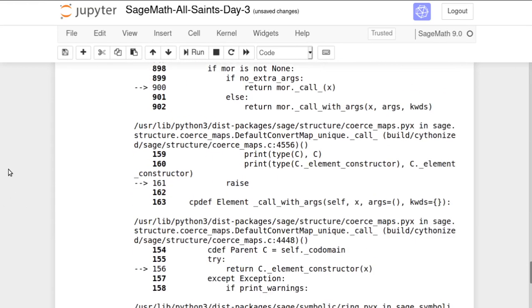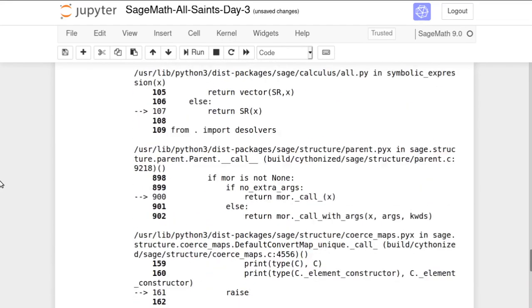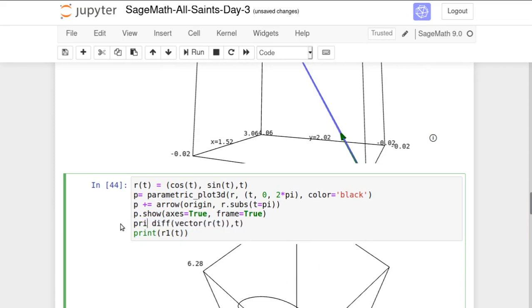Oh, even here it's not working. What is the problem here? Unable to convert minus sine t, cos t, 1 to a symbolic expression. So maybe instead of doing all these things, I will just ask to print this. Let us see if he is able to print this.